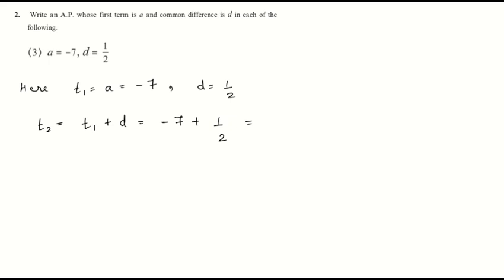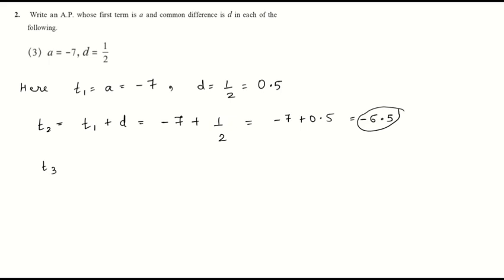On solving this, if you see that this D is equal to 1 upon 2, this can also be written as 0.5. So instead of this, we can write minus 7 plus 0.5. So plus into minus is minus. Okay, 7 minus 0.5, we will get 6.5. And the sign of the bigger number will be minus. So we got it here as minus 6.5.